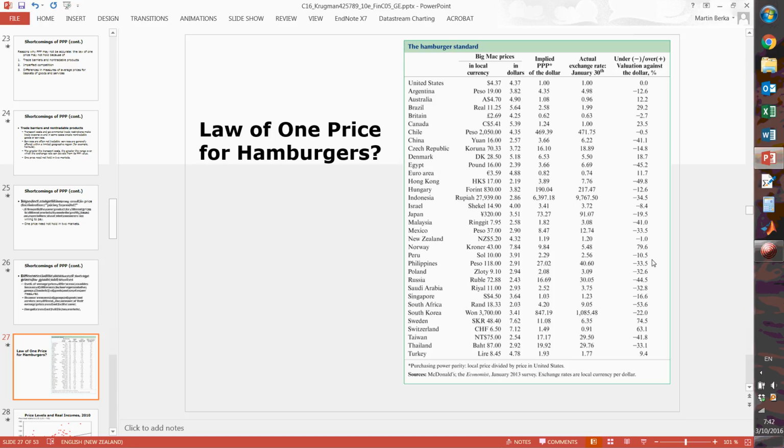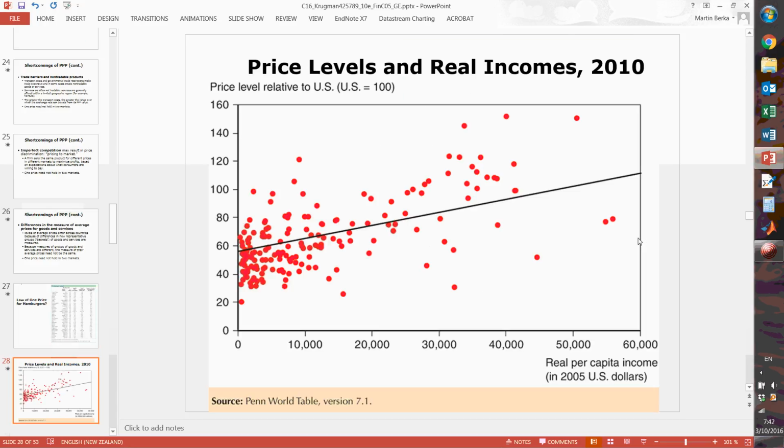New Zealand is usually pretty bang on. So yeah, -1%. So in other words, the Big Mac is being priced roughly the same in New Zealand as it is in the US when it's converted to the same currency.